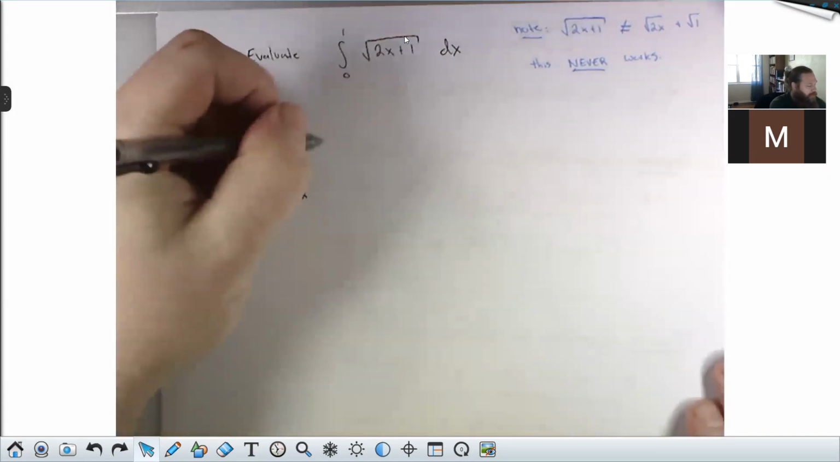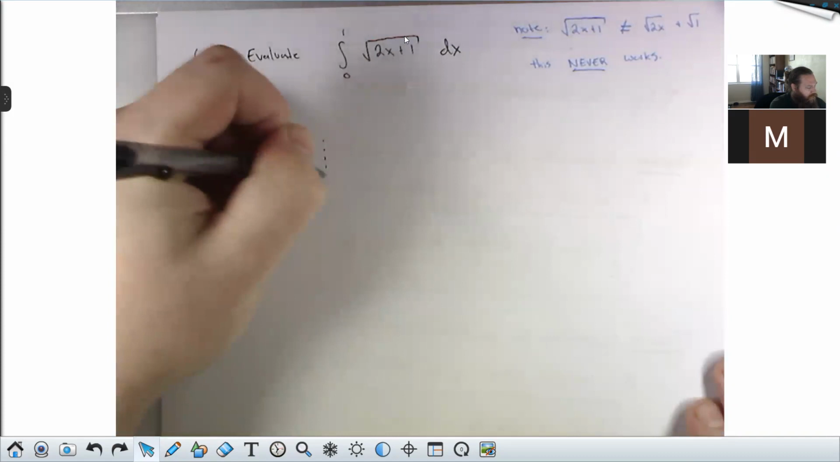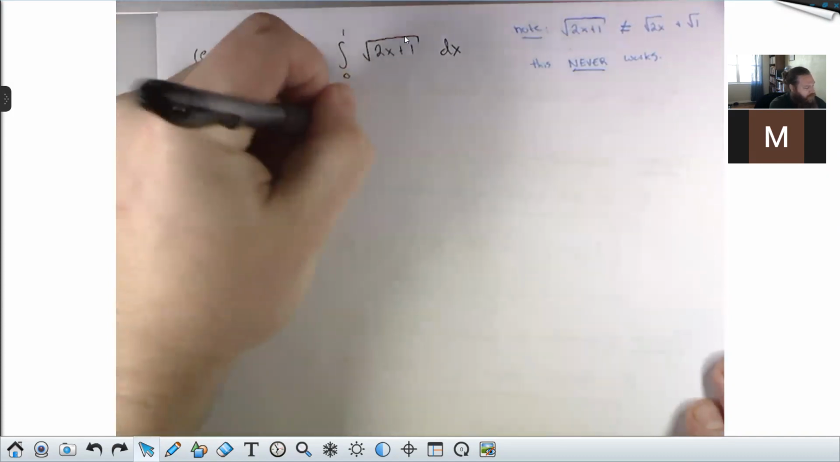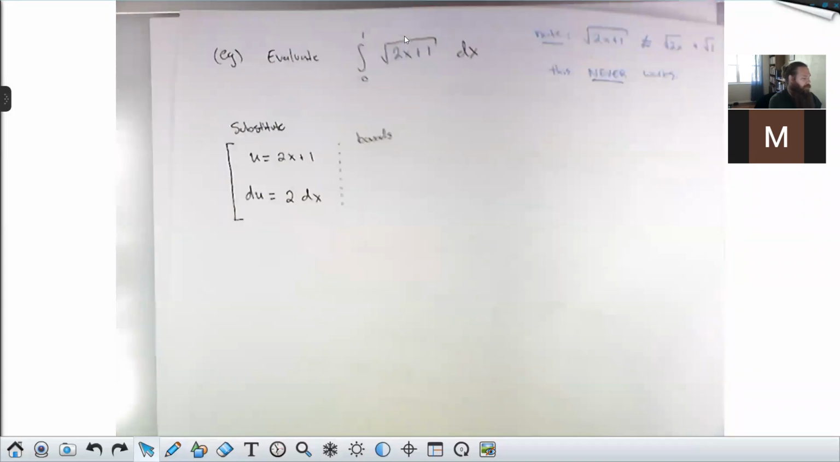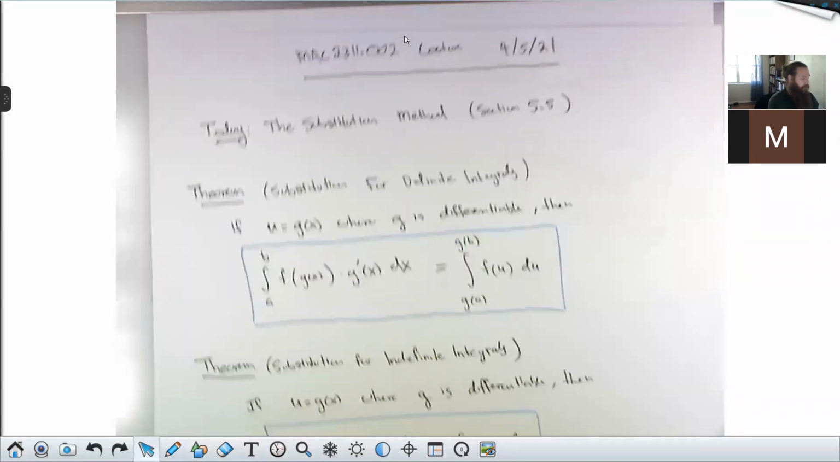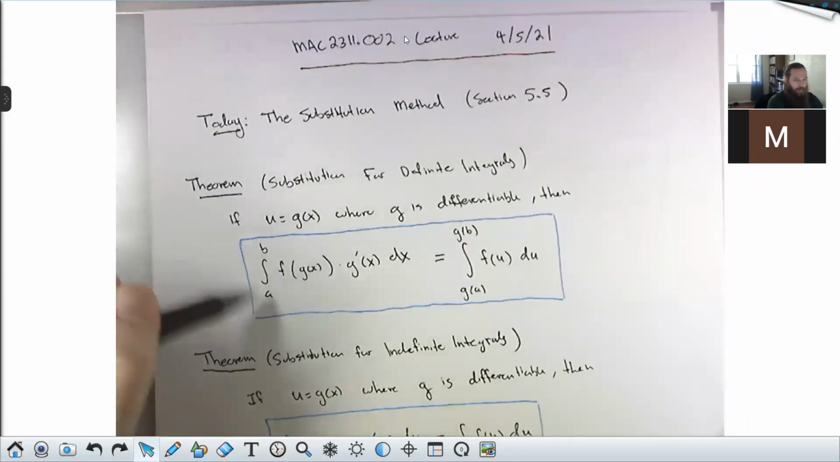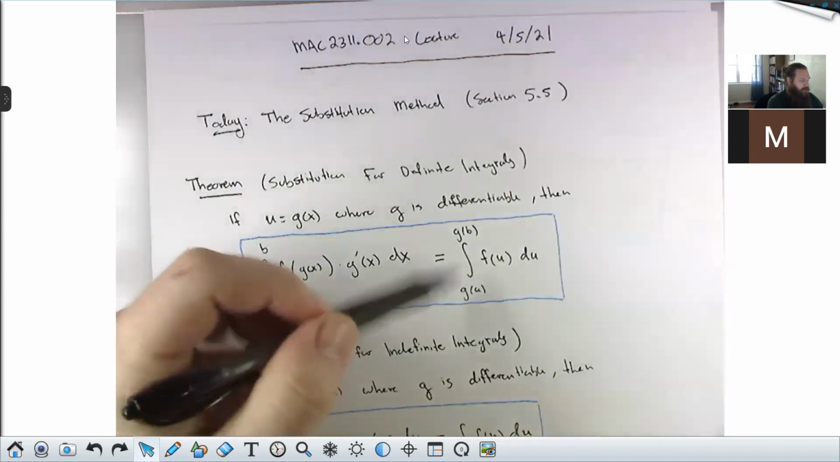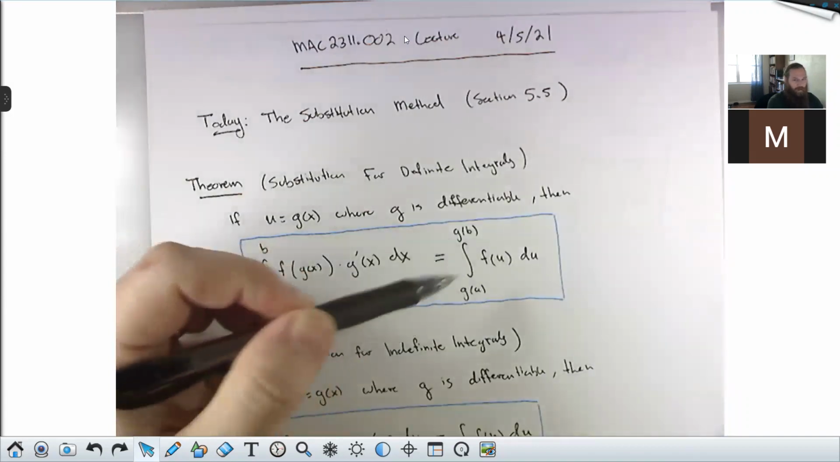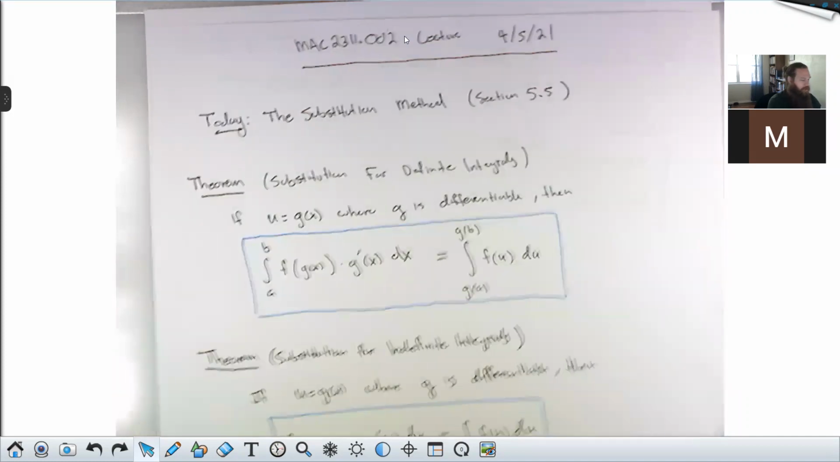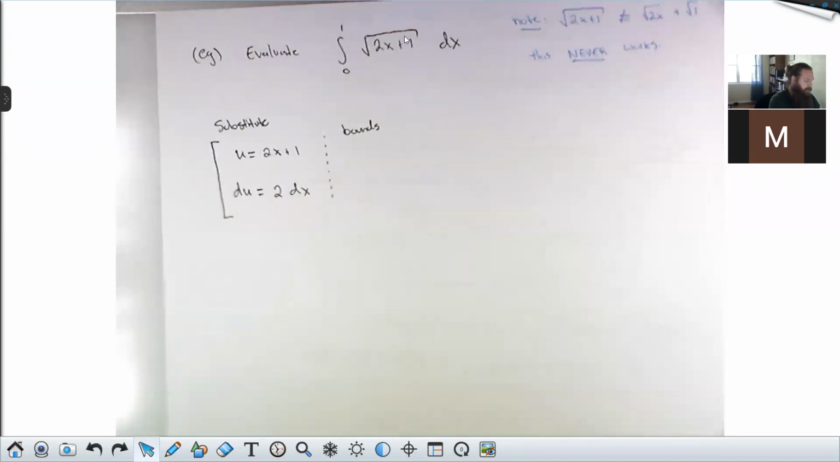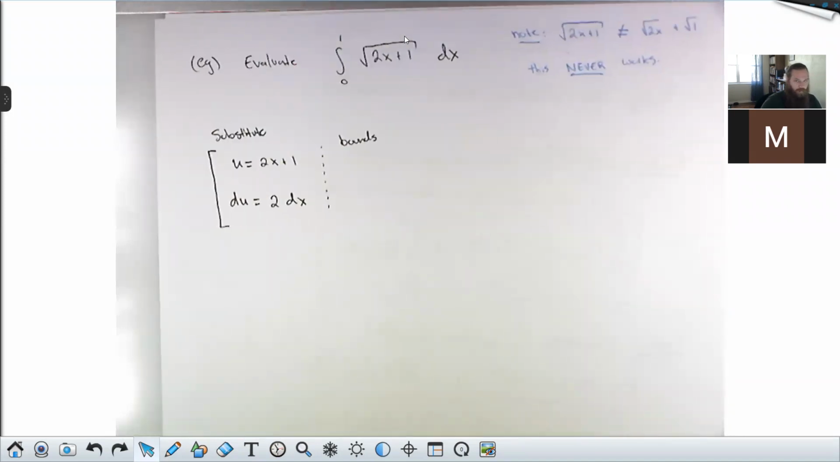The other thing, remember, we need to do is change our bounds. If you look back at this formula, the bounds here are a to b. The bounds here are g of a to g of b. So you have to change your bounds when you do a substitution in a definite integral, always. I don't care what they told you in high school. I don't care what your last Calc 1 professor said. You need to change the bounds when you make a substitution in a definite integral.